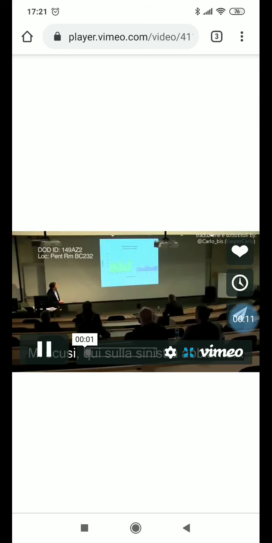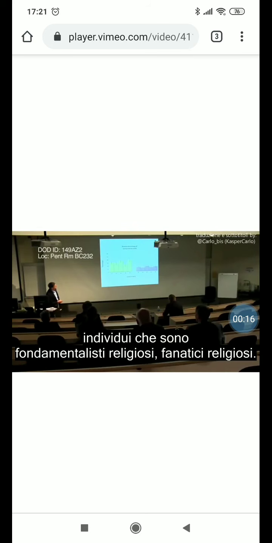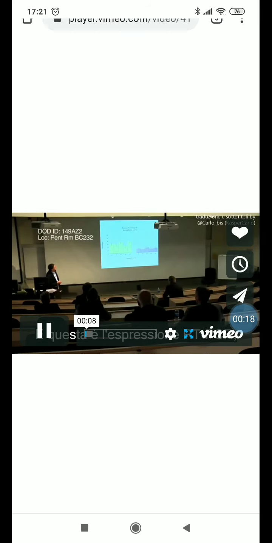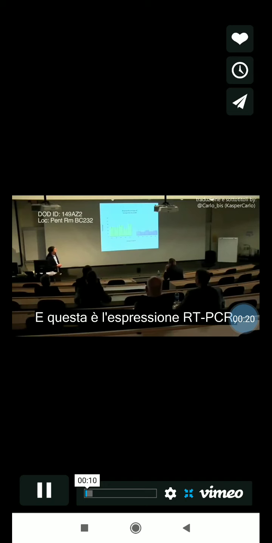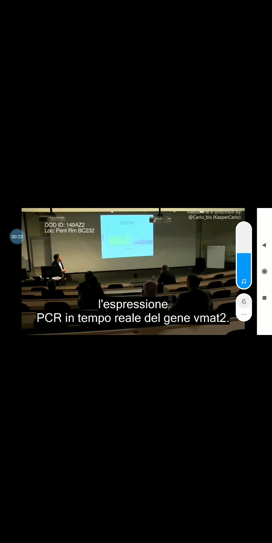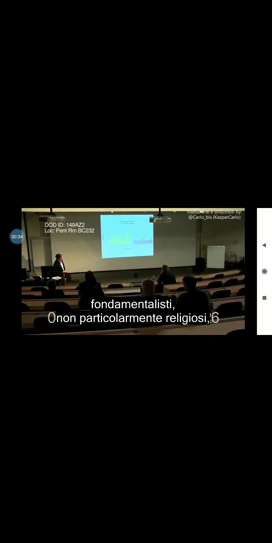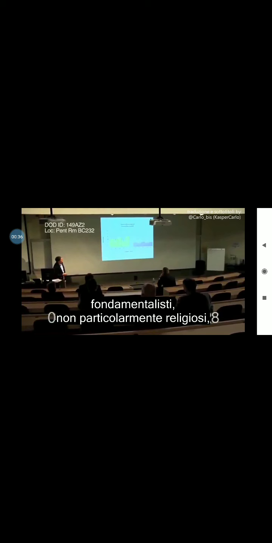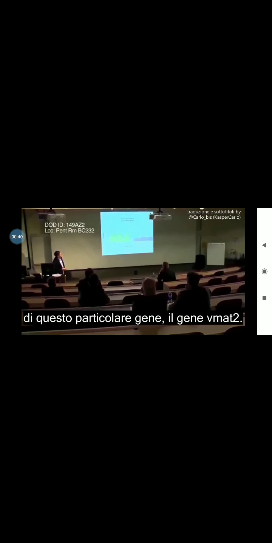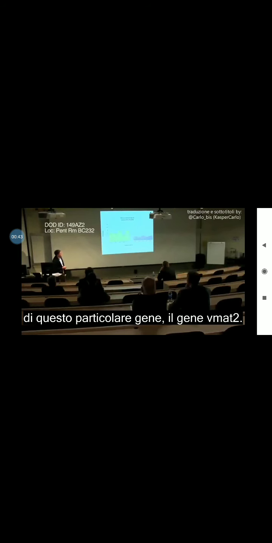On the left over here, we have individuals who are religious fundamentalists, religious fanatics, and this is the RT-PCR, real-time PCR expression of the VMAT2 gene. Over here, we have individuals who are not particularly fundamentalists, not particularly religious, and you can see there's a much reduced expression of this particular gene, the VMAT2 gene.